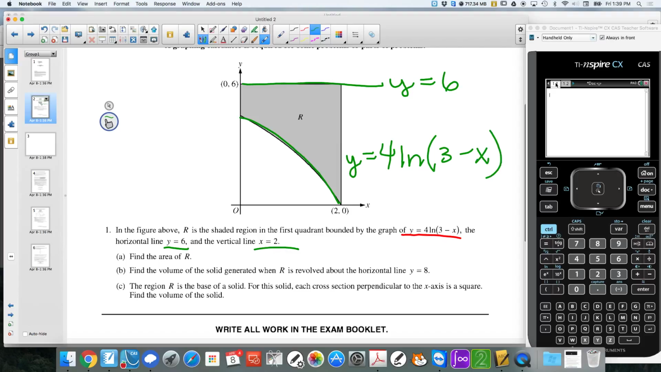So what do you think the first thing, Connor, I want to do with all this information is? Put it in the calculator. You got it. So I've got my two curves.